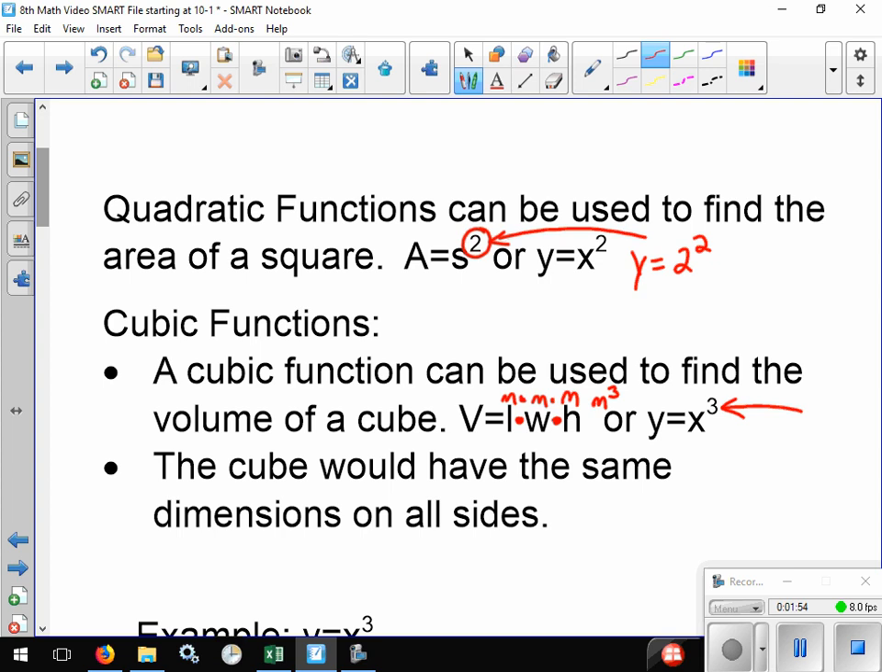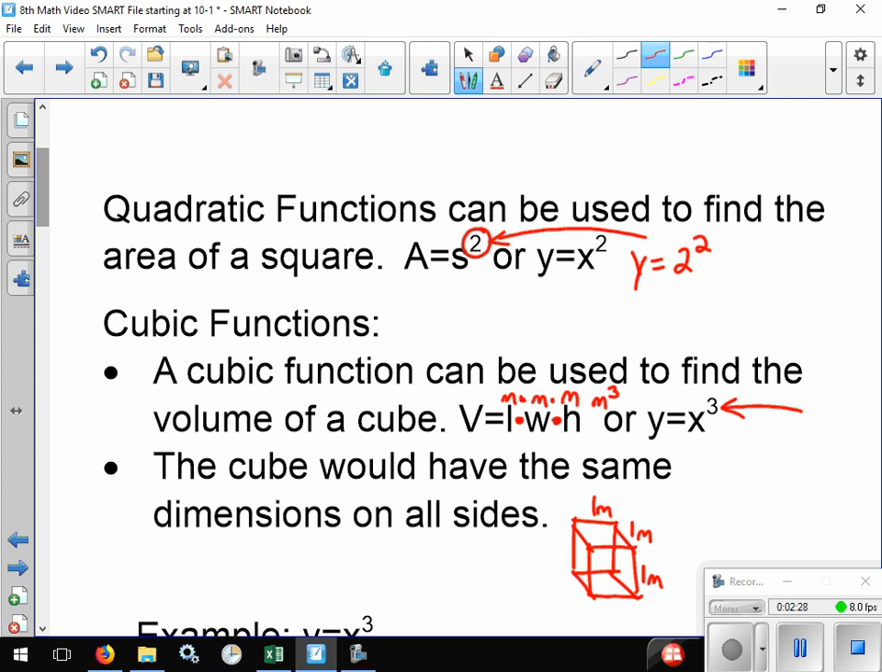And the cube, as you know, would have the same dimensions on all sides. Yes, we are talking about three-dimensional figures, so you would have this square, and the way I draw it is one square on top of the other square, offset a little bit, and then you get your cube. If it was a true cube, then everything would be like 1 meter by 1 meter by 1 meter, in which case this would have a volume of 1 meter cubed, because it's 1 times 1 times 1. Okay, so that's a cubic function.